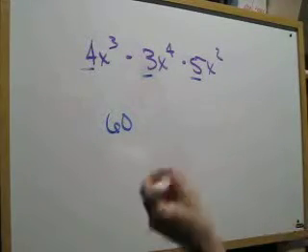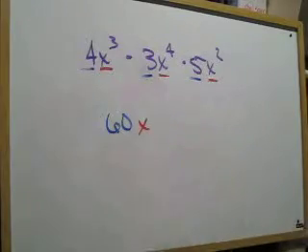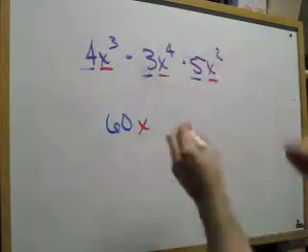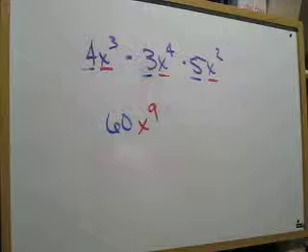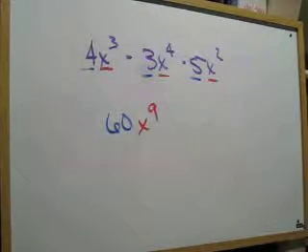Then we're going to look at our variables here, and we're going to put an x there, and we're just going to add our exponents. So we have 60x to the 9th power. And that's it for that particular property. That's where we add the exponents.